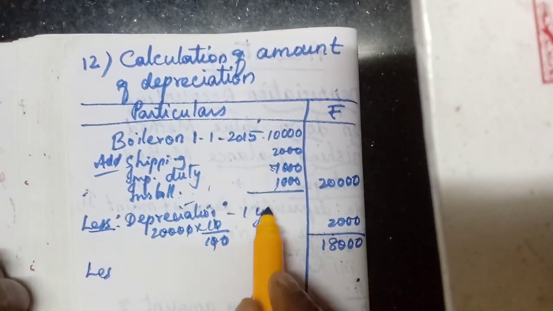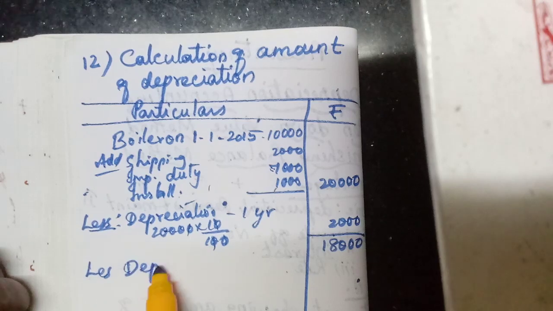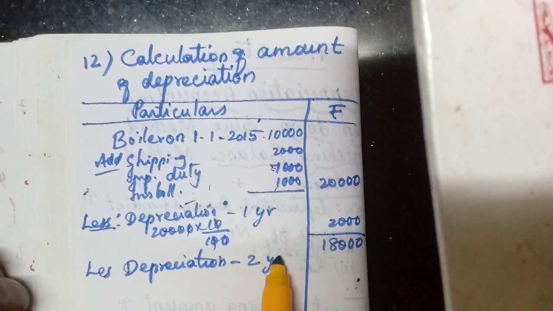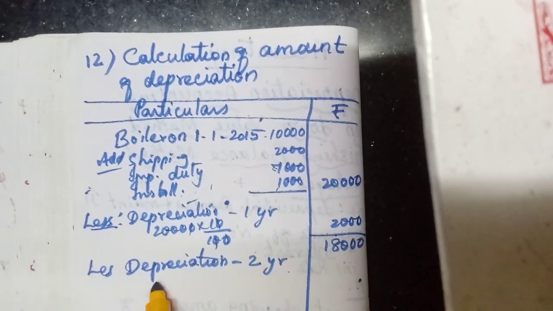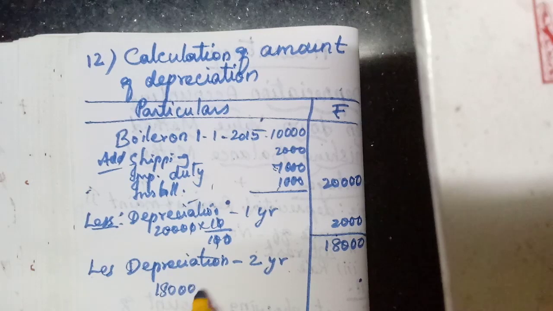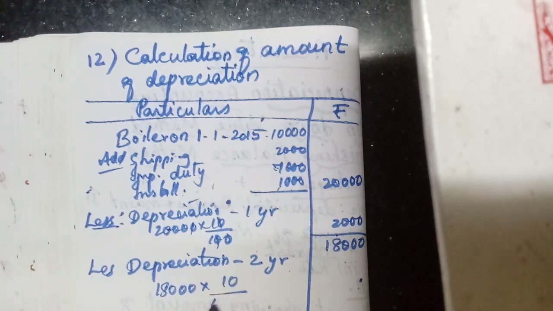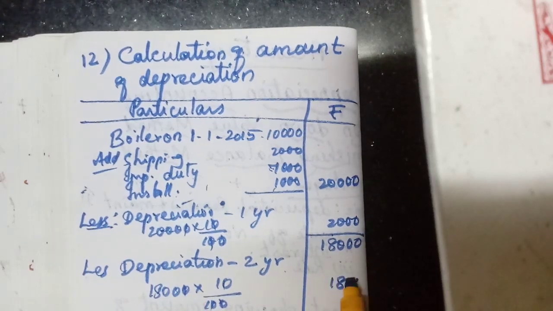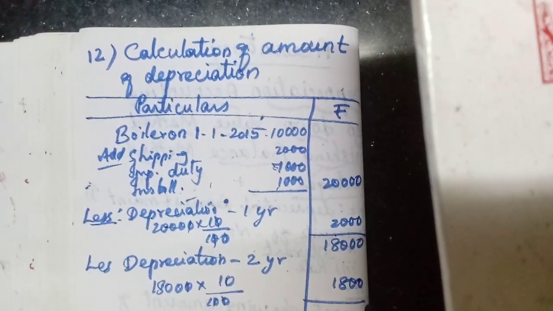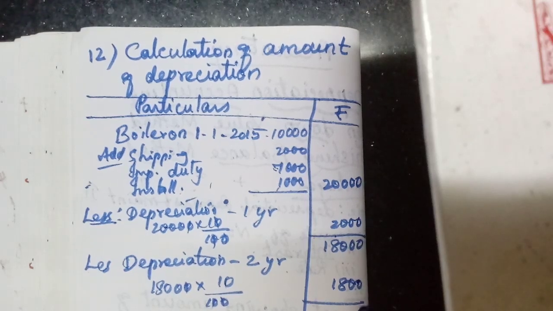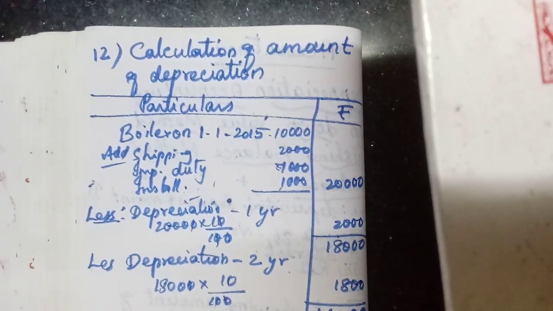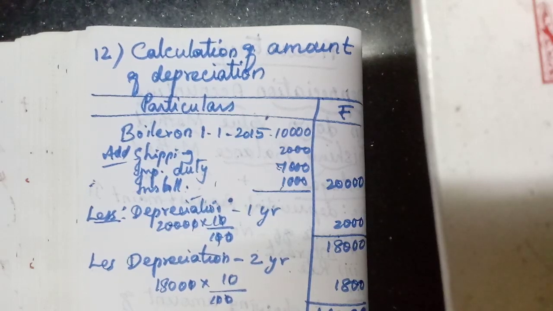Here, first year depreciation. Second year. For 18,000 we should calculate 10 by 100. 1,800. Now less depreciation for the third year.